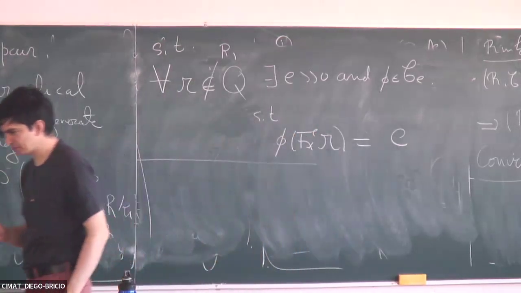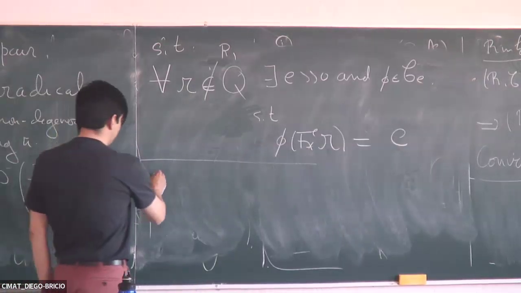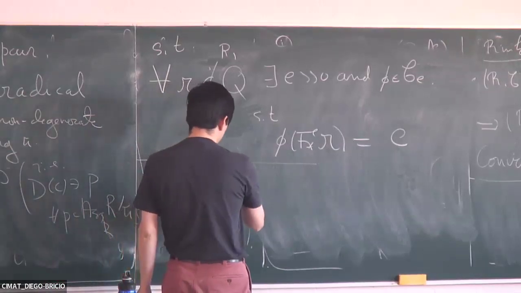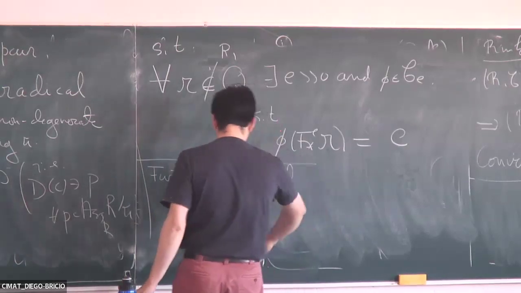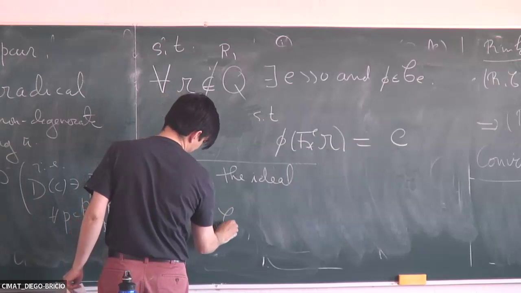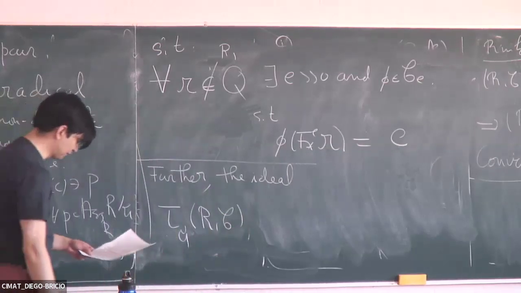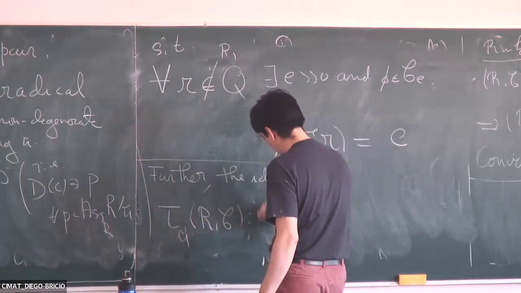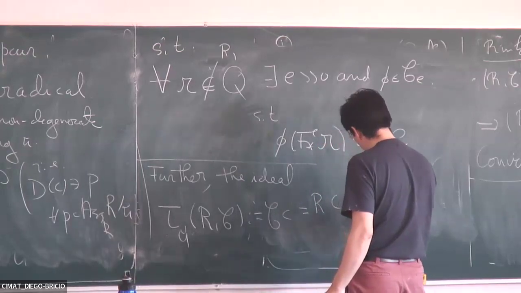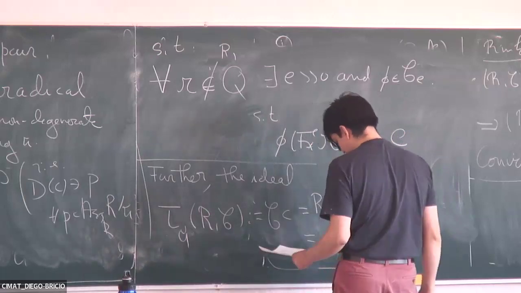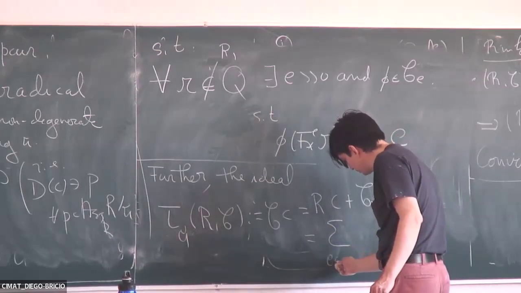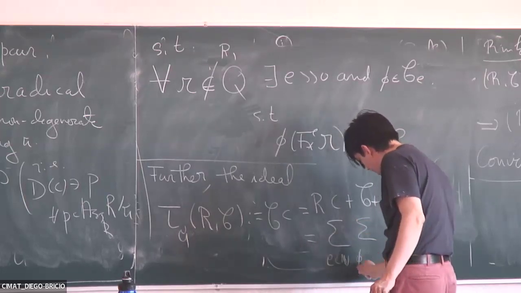Okay, so let's continue. Furthermore, the ideal tau R comma C along A, which I'm going to define as simply C acting on C, which is to say this is a huge sum over all E's in N and all phi's in C^E.